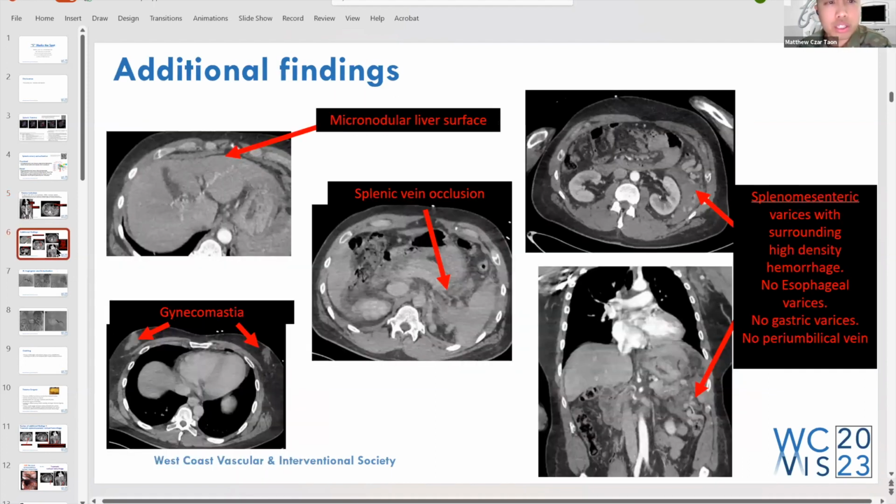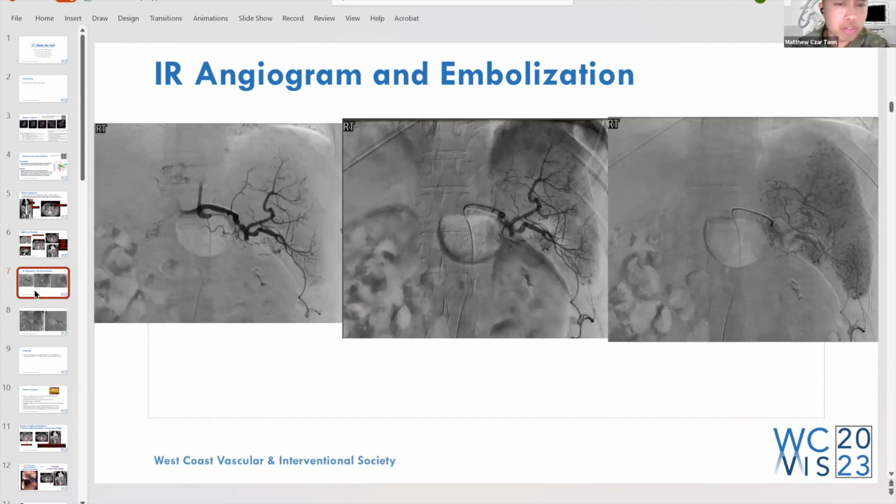However, interestingly and additionally, he does have a micronodular liver surface, gynecomastia, concerning for cirrhosis, but also splenic vein occlusion, splenomesenteric varices with surrounding high-density hemorrhage. No esophageal varices, no gastric varices, no periumbilical vein. We take him for our bread and butter splenic artery embolization.